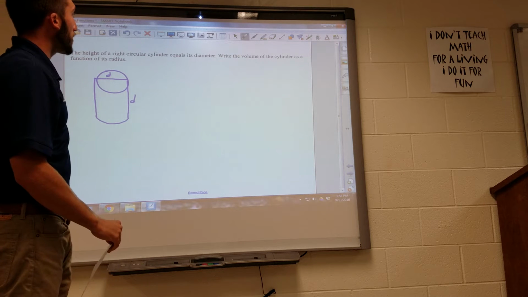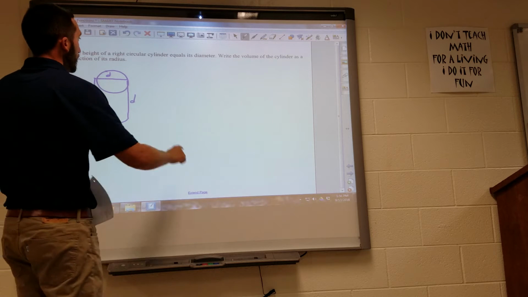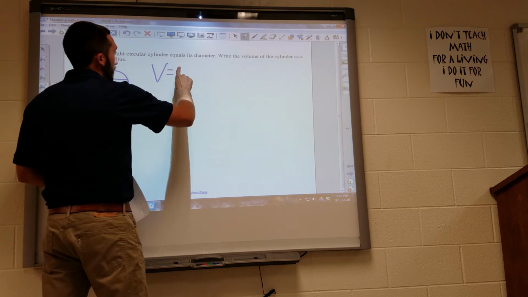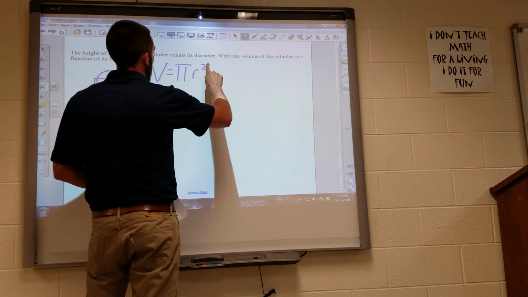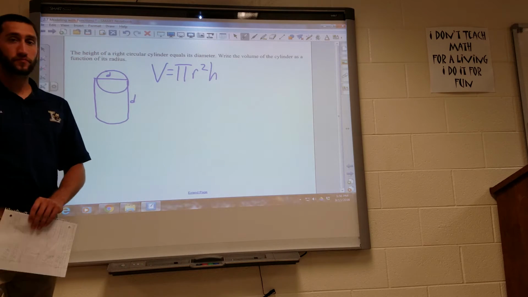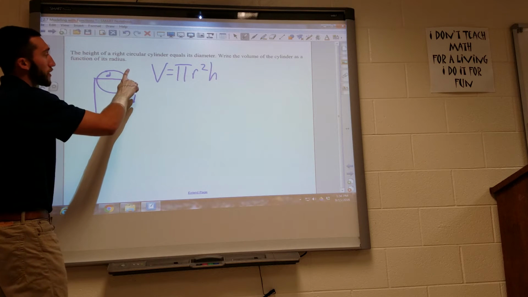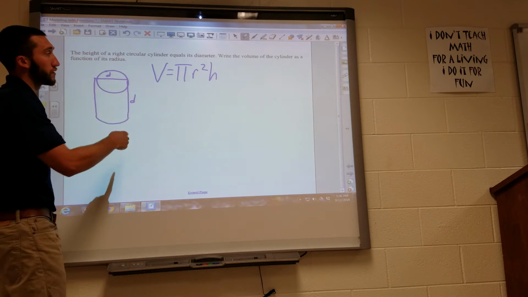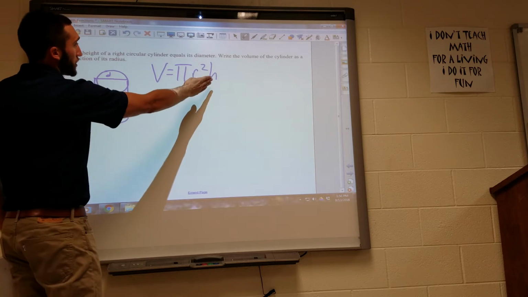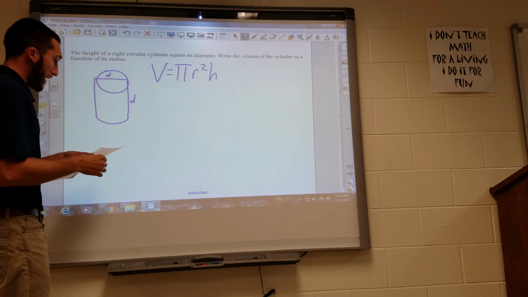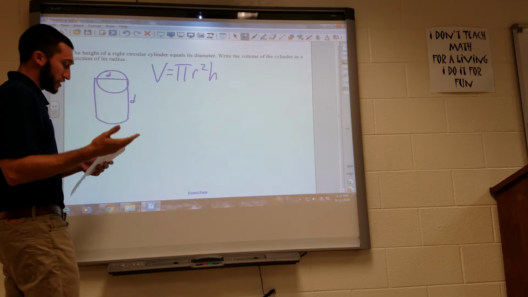And then it wants the volume of the cylinder only as a function of the radius. So volume of a cylinder is pi r squared h. Okay, reason being pi r squared is the area of a circle, then you multiply it by the height of the cylinder, that's how you get the volume. Right, three-dimensional. We know h, and we can find r because the diameter is just 2r.